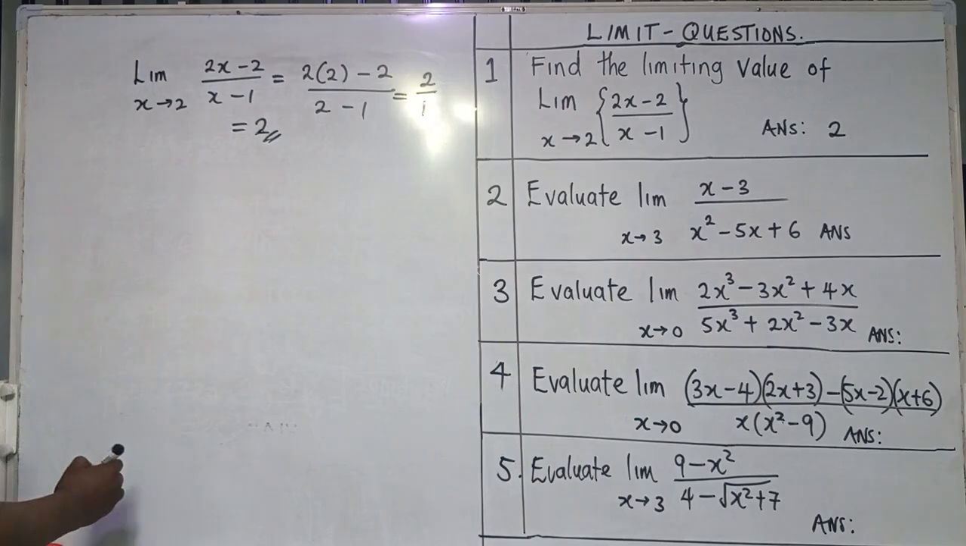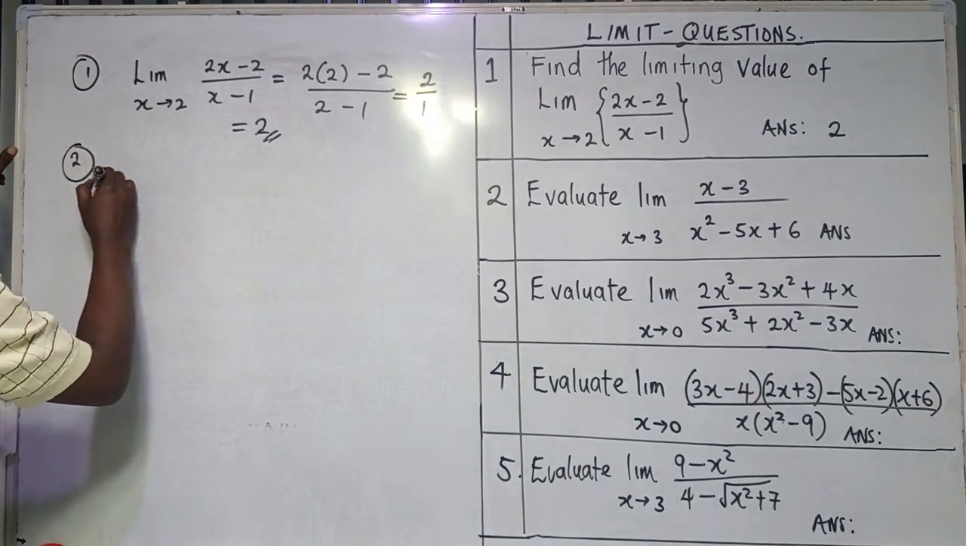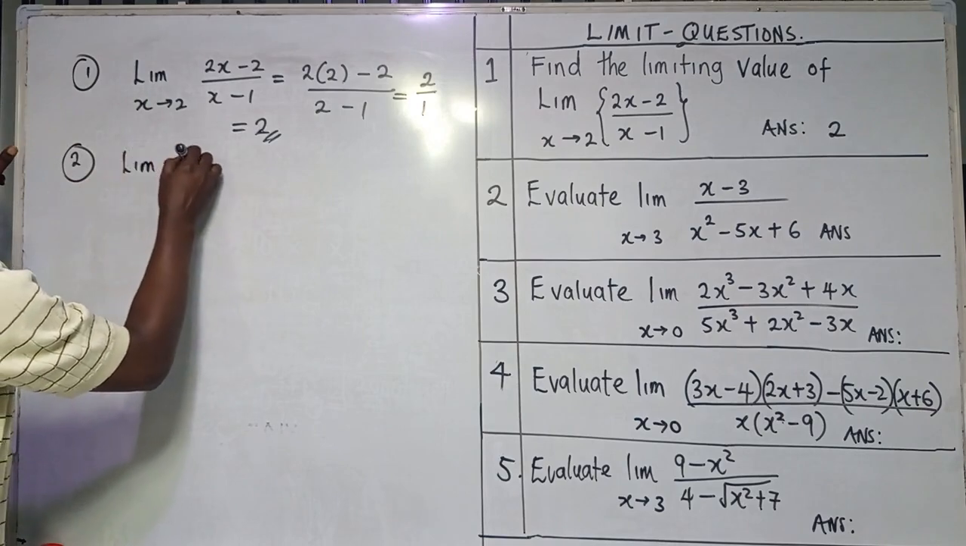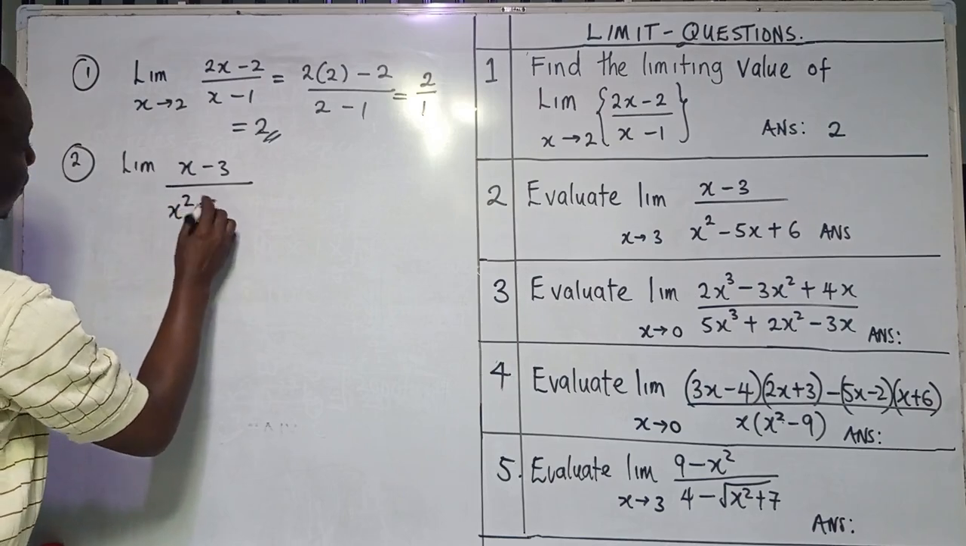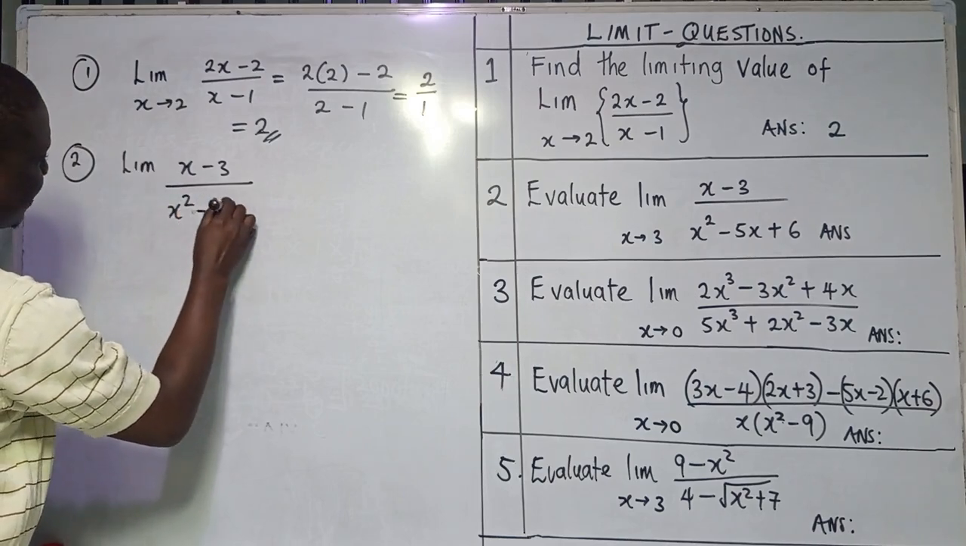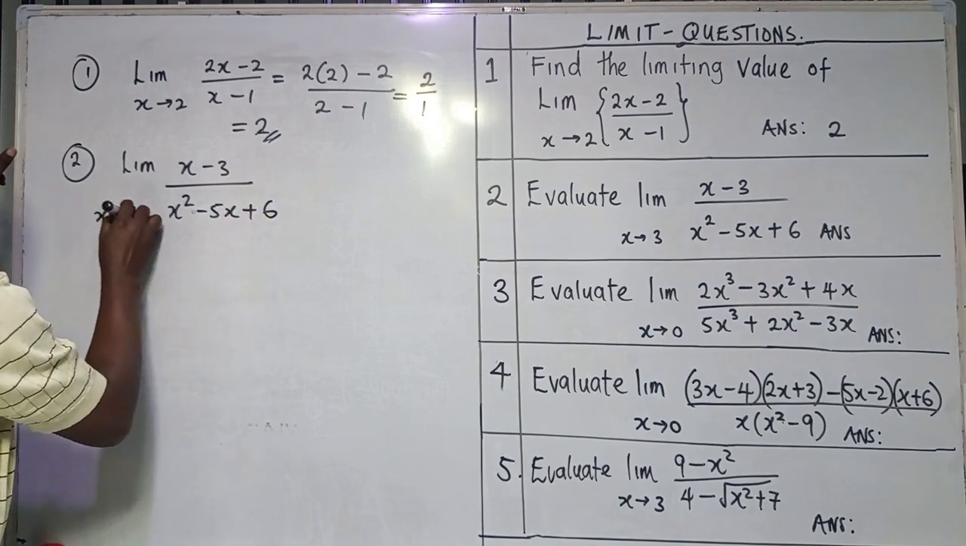Now let's go to the next question, number 2. Number 2 says: evaluate the limit of (x minus 3) divided by (x squared minus 5x plus 6) as x tends to 3.